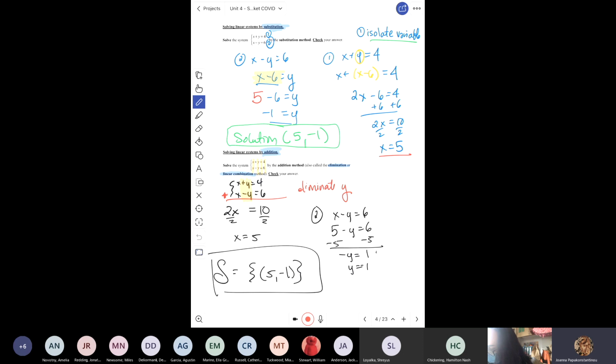So look how we got the same answer. This was the same system, right? The same answer for either method. And again, you can check it. So if I'm solving these and I don't have a single point that satisfies both, then I do not have a unique solution.